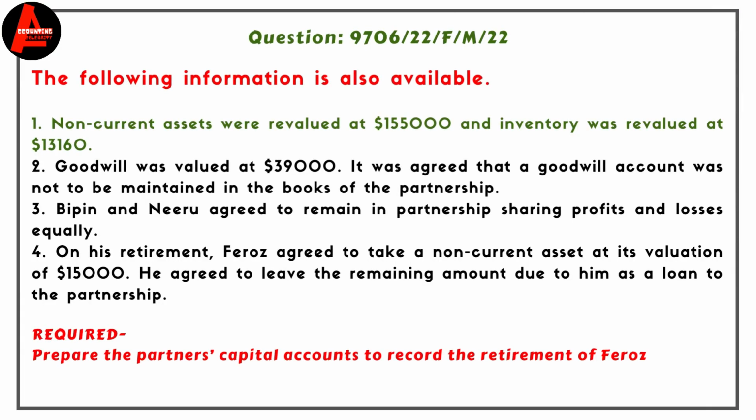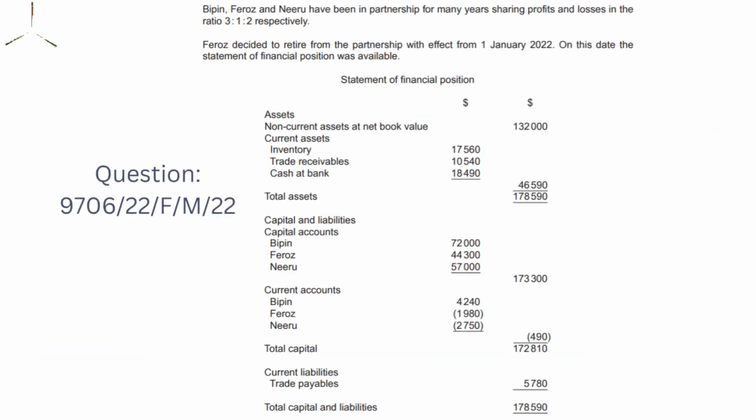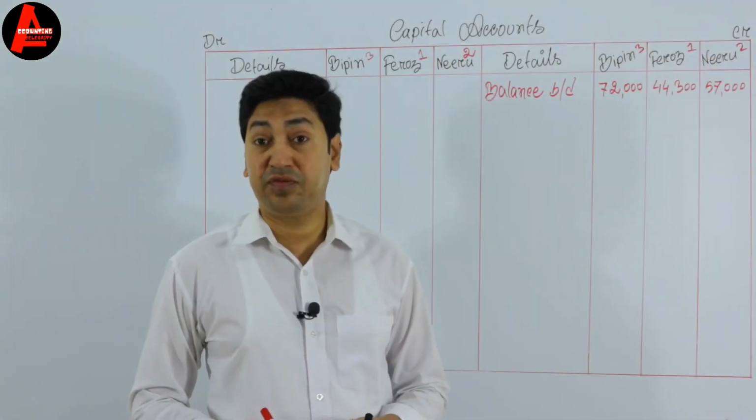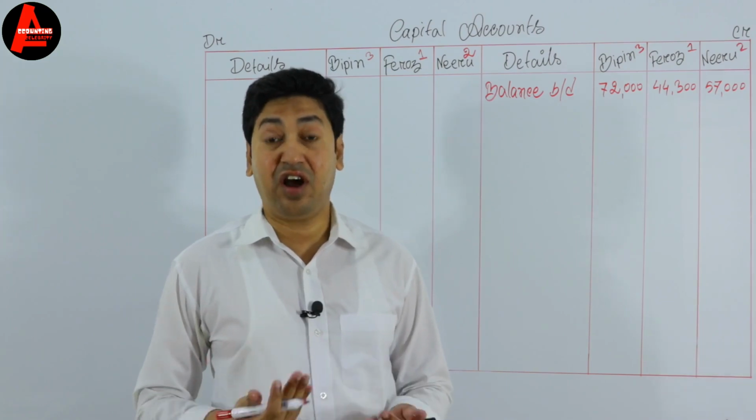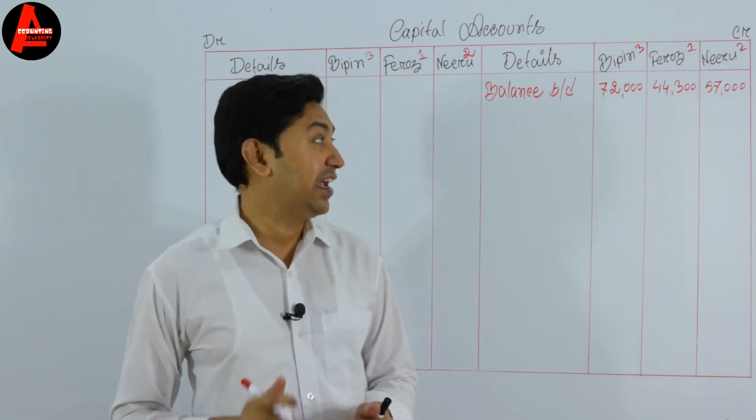Now we will see the adjustment in the question. The first adjustment: non-current assets were revalued at $155,000 and inventory was revalued at $13,160. In the statement of financial position, non-current assets are $132,000 and inventory is $17,560. We notice that the value of non-current assets is increased and the value of inventory is decreased.